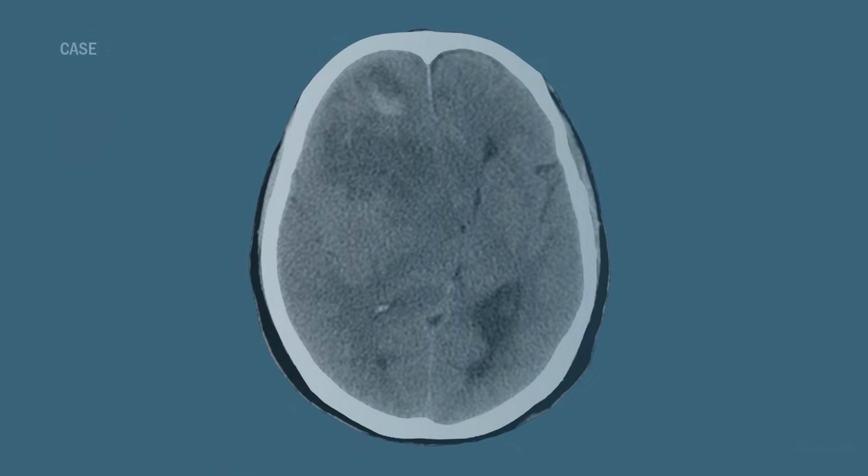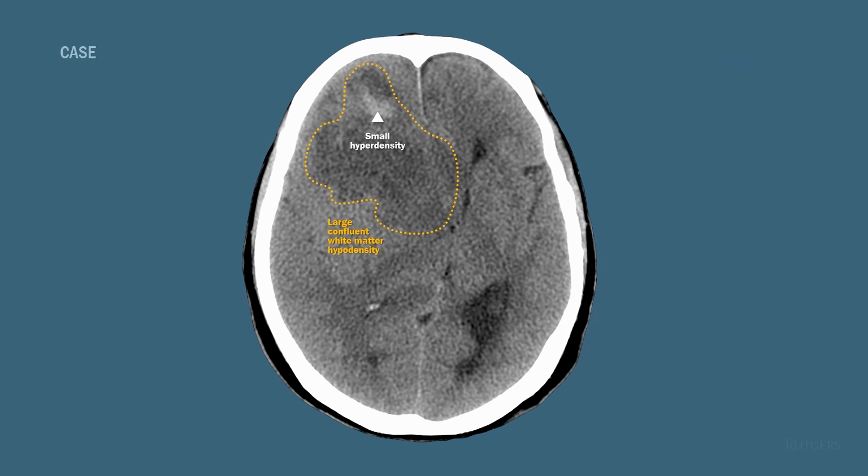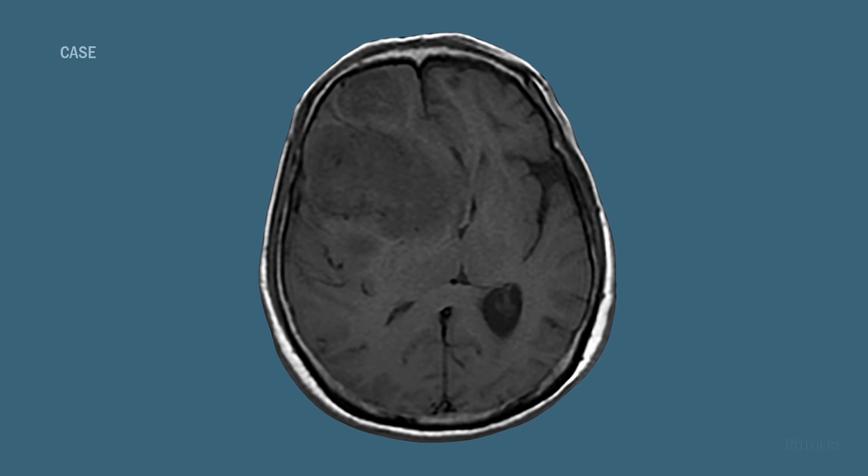Now let's get back to our patient. Brief reminder, the non-contrast head CT showed a large confluent white matter hypodensity and a small hyperdensity. Let's proceed with T1. What's dark on T1? Edema. So T1 did not provide any more useful information than CT, so we generally skip it.